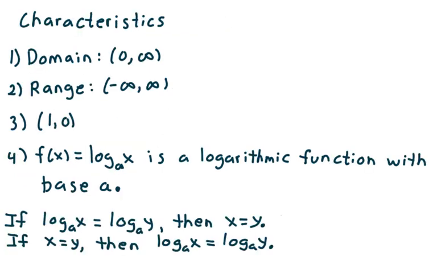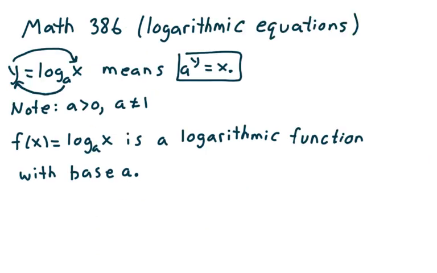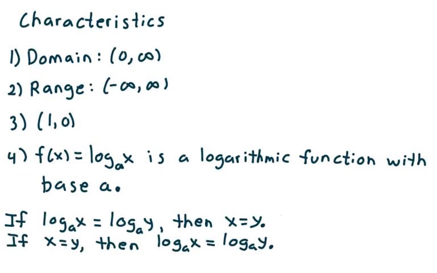Now, some characteristics. The domain is 0 to infinity. The range is negative infinity to infinity. When I look at this, I'm looking at the equivalent statement over here. So y can take on any value because that's the exponent for the base a, and x is the result when you take a to the y power. When you take a to a power, that'll never be negative and it'll never be 0, and so the domain ends up being 0 to infinity. The x-intercept here is (1, 0).